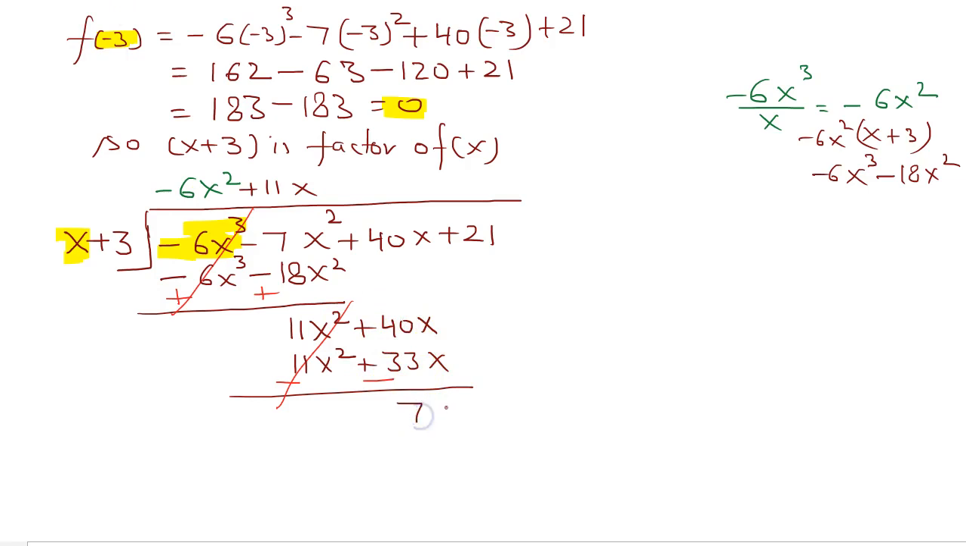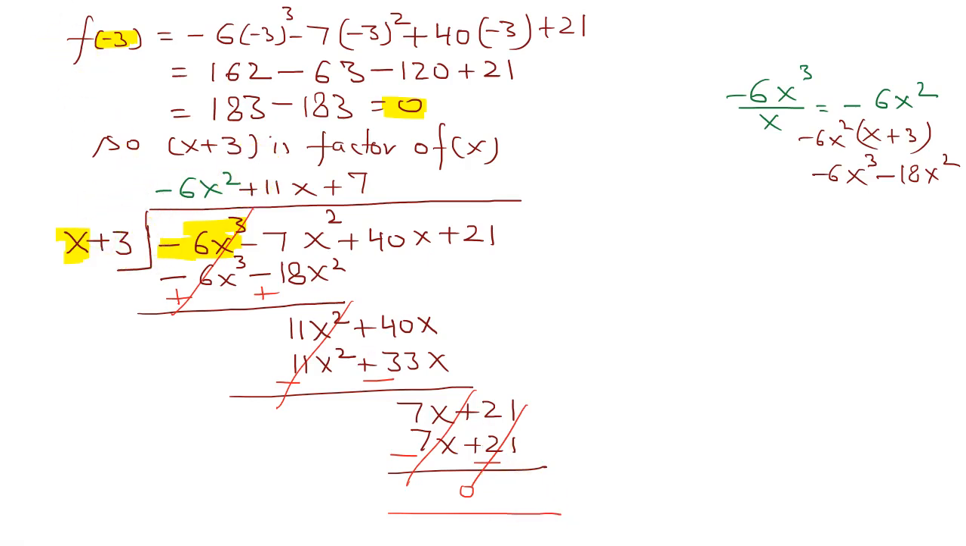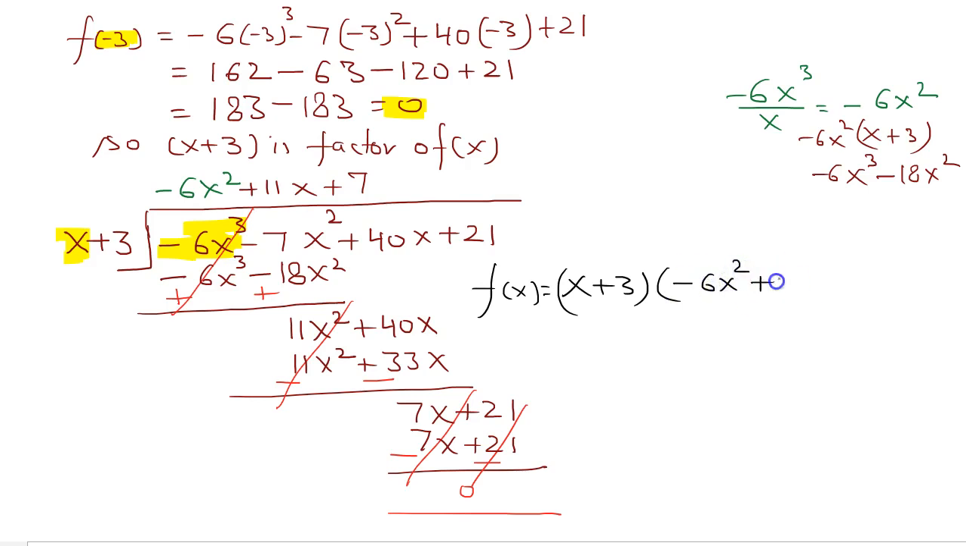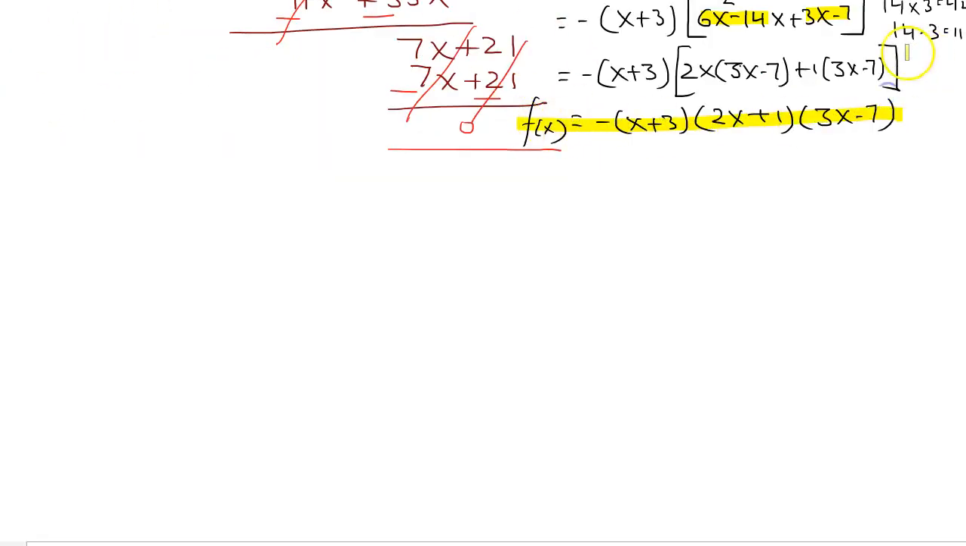plus 7x and plus 21. Now x multiplied by 7 will be 7x plus 21. We change the sign, so this cancels. So the remainder is 0. This also proves that x plus 3 is a factor. So we can write f(x) is equal to (x plus 3) times (minus 6x squared plus 11x plus 7). We have to factorize it completely. So f(x) is (x plus 3)(x minus 3)(2x plus 1)(3x minus 7) negative.